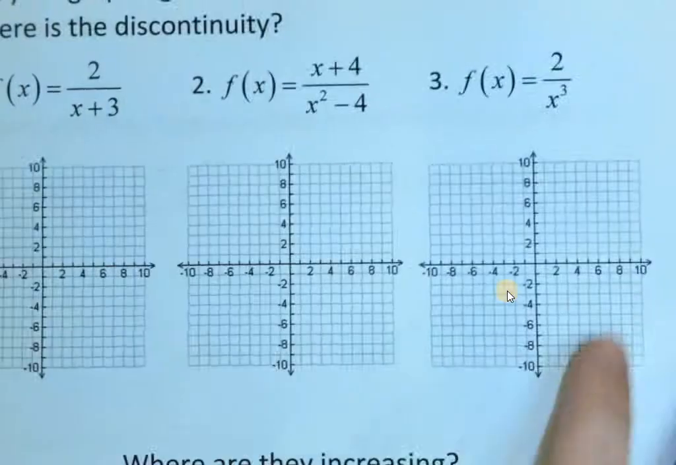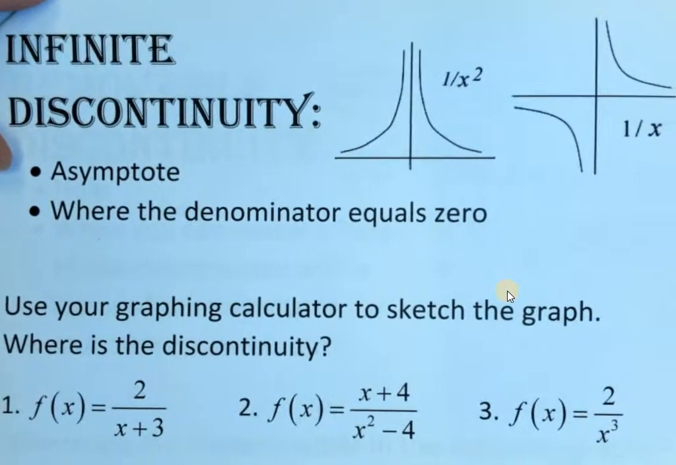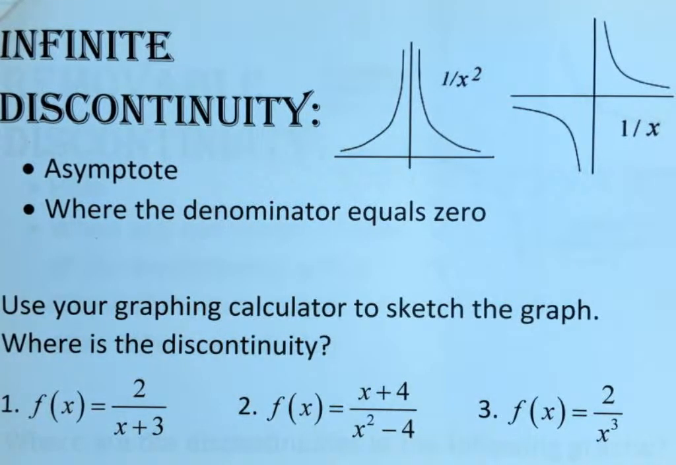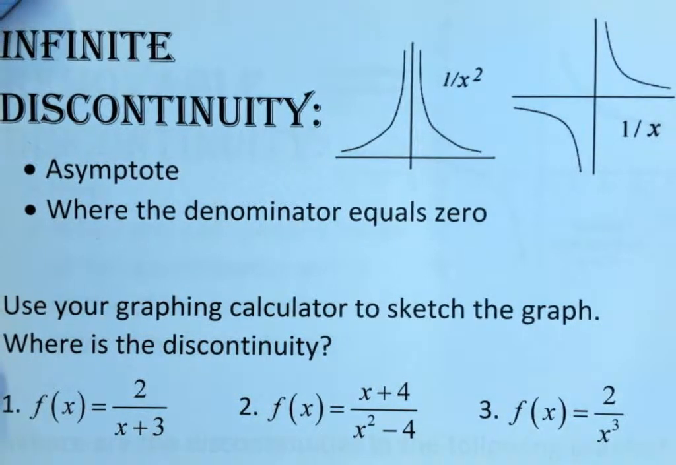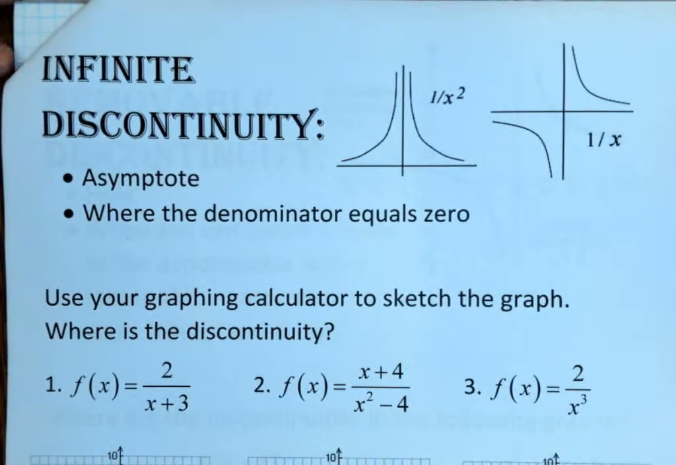All right, so let's tackle each of these discontinuities, shall we? The first guy, our infinite discontinuities. Again, they come to us from asymptotes. So if I have an asymptote at all, anywhere, I am going to have an infinite discontinuity.